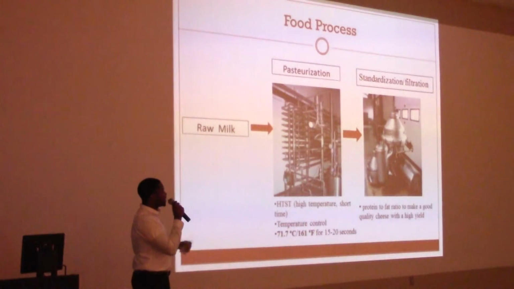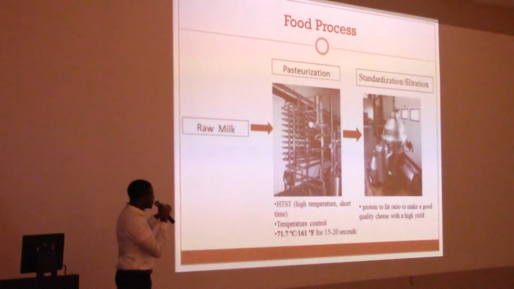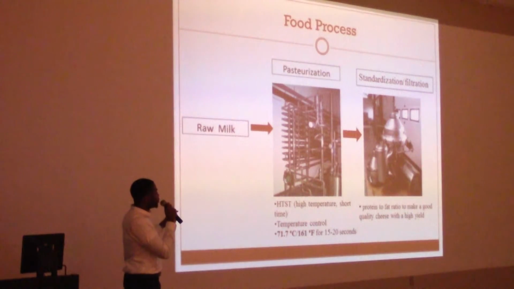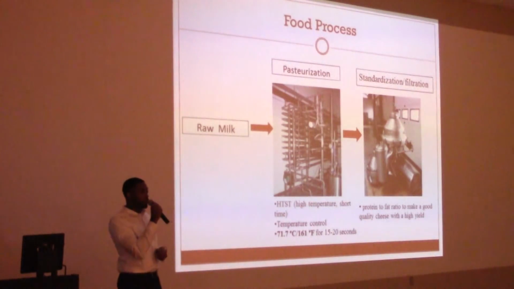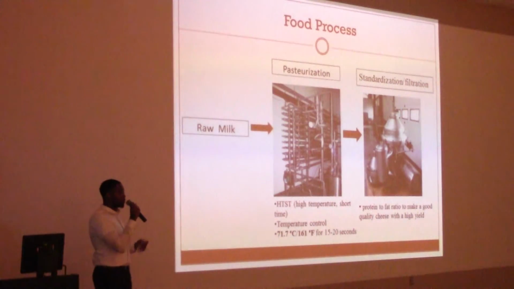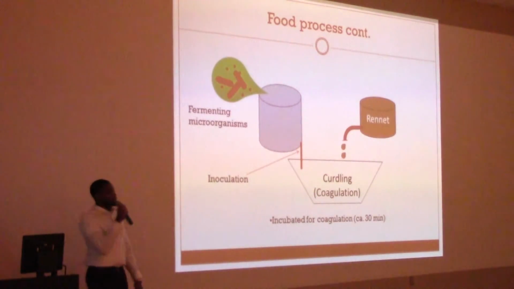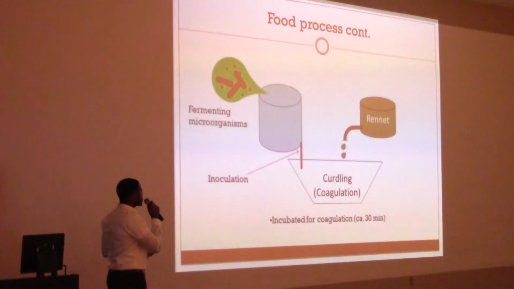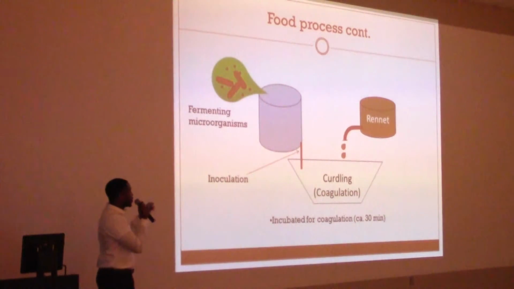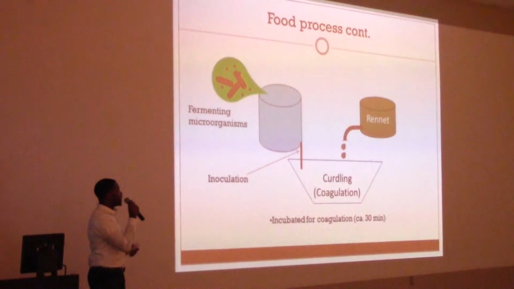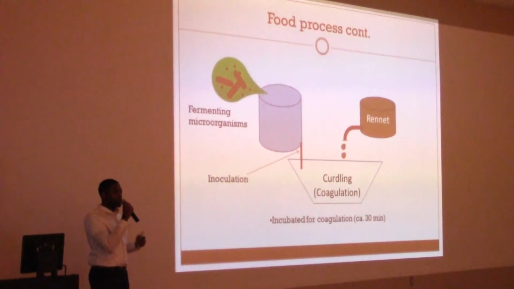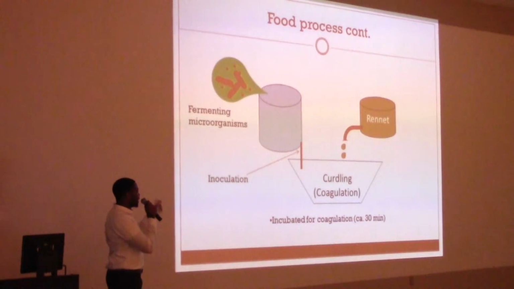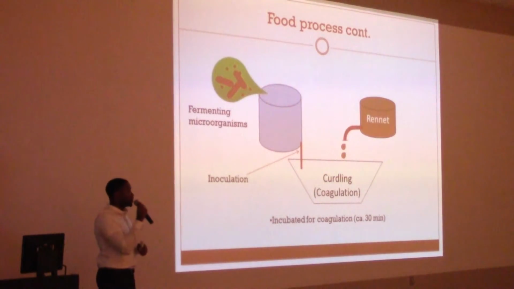Next we have the standardization and filtration. This equipment is used to get a good protein to fat ratio to make a good quality cheese and have a better yield. Next we have the coagulation step, where we add the fermented microorganisms. Before we add the rennet, the tank has to be incubated at 86 degrees Fahrenheit for the acidity levels to reach 0.2% before we add the rennet. And for the coagulation, it has to sit for 30 minutes.